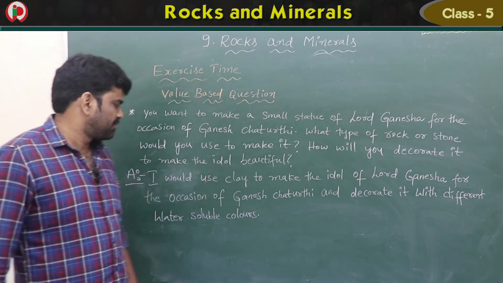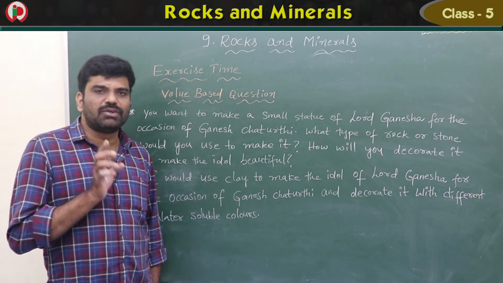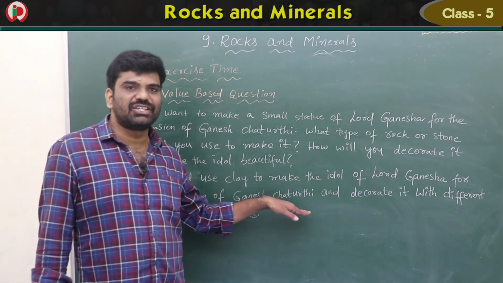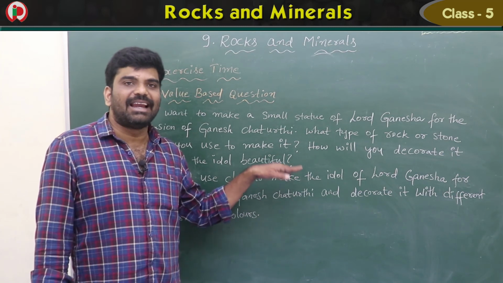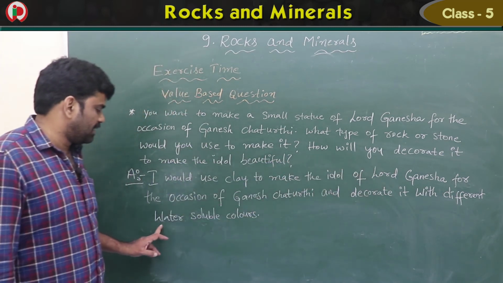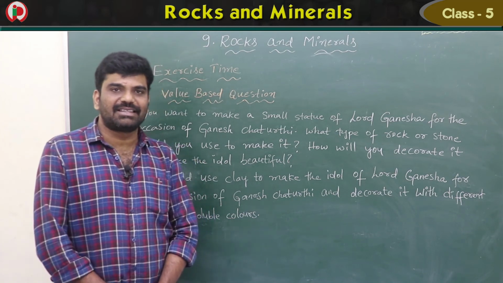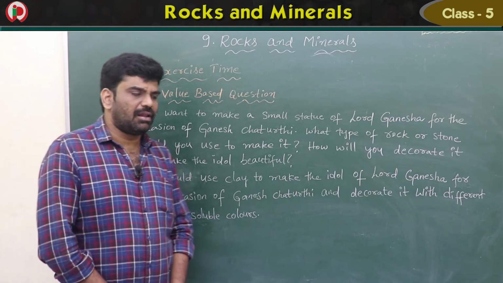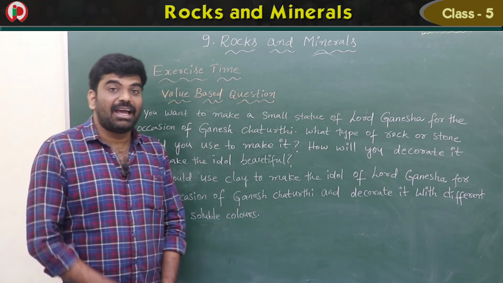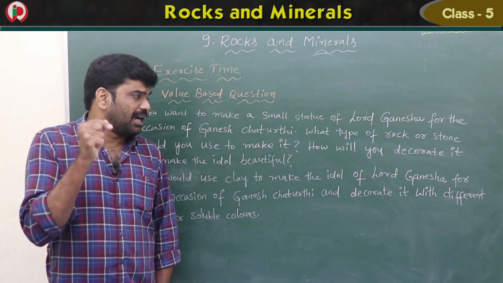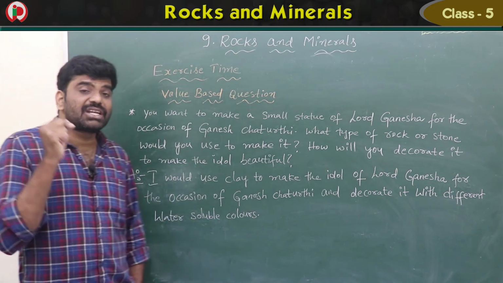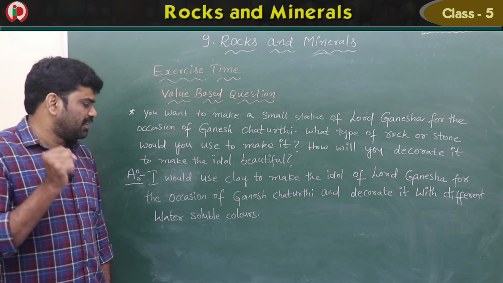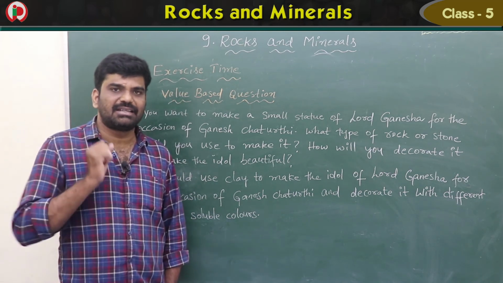Now see the answer. I would use clay. Yes, you have to use clay to make the idol of Lord Ganesha for the occasion of Ganesh Chaturthi. So what is the material used? Clay. And decorate it with different water soluble colors. So we have to add water soluble colors to make the idol beautiful. Okay.